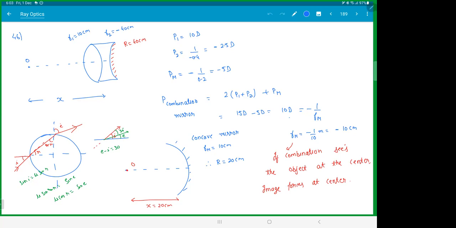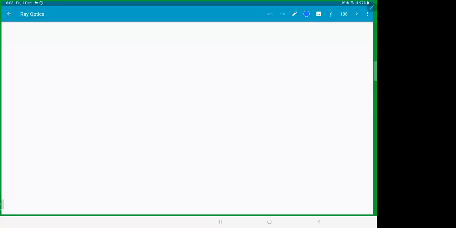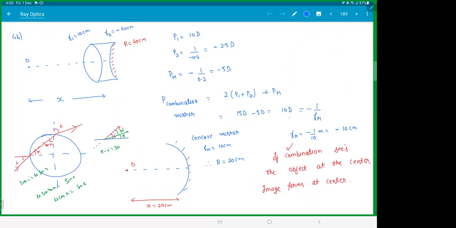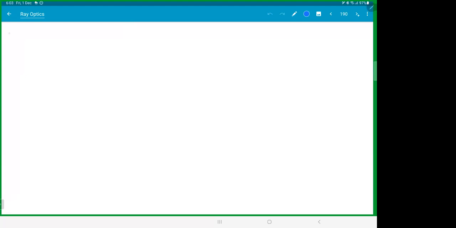So this was the last thing we did. Okay. Let's start off with one thing. We're going to finish off lenses and we'll start prisms today.